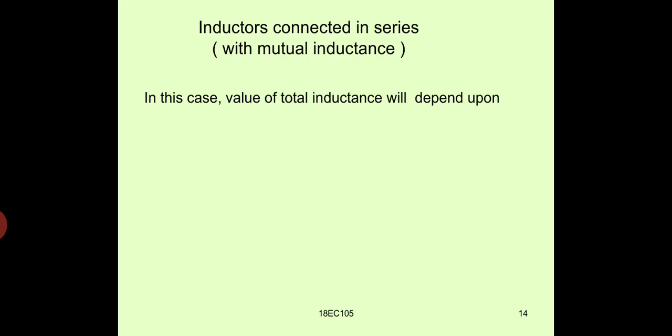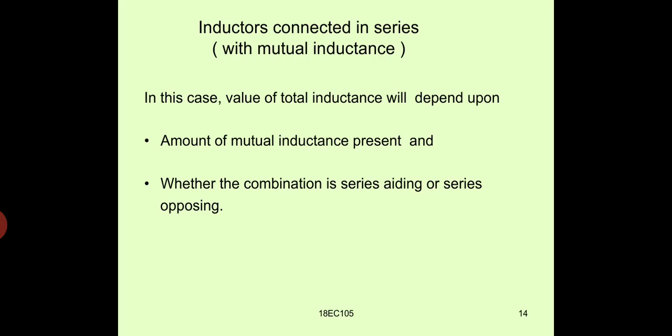So it depends on the mutual inductance and whether they are aiding or opposing. That also is important: how they are linked, the direction of the magnetic fluxes linking with each other's field. So it's the amount of mutual inductance, and whether the combination is series aiding or opposing. Then let us consider the case of series aiding.